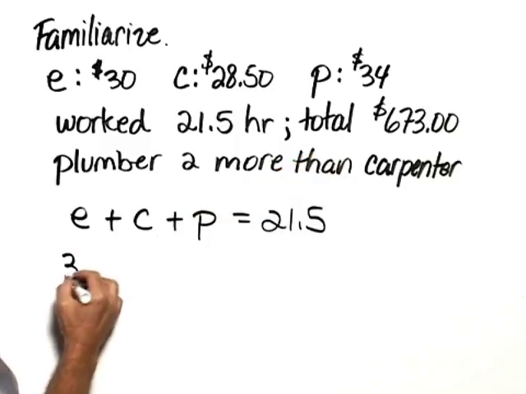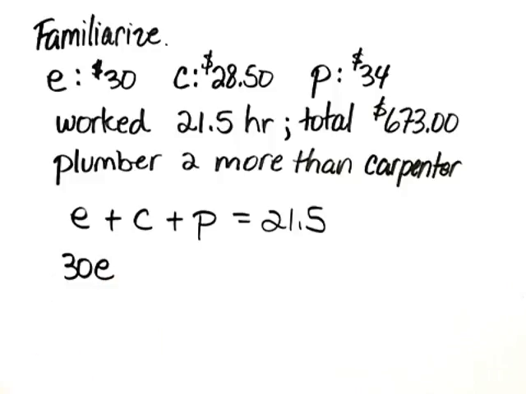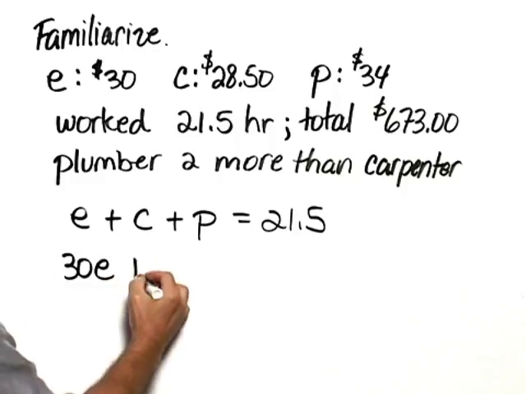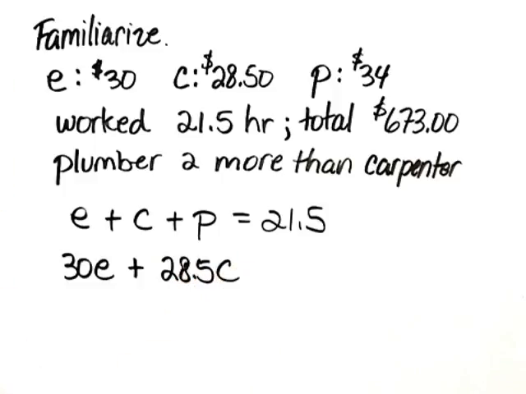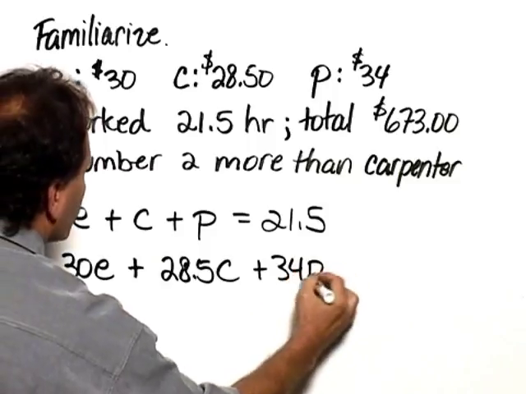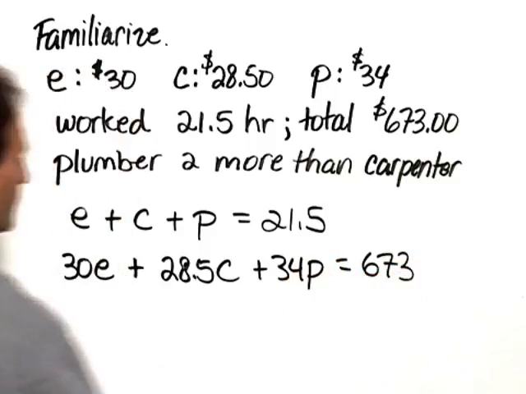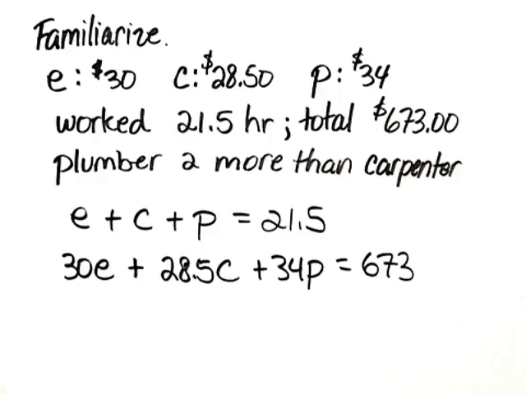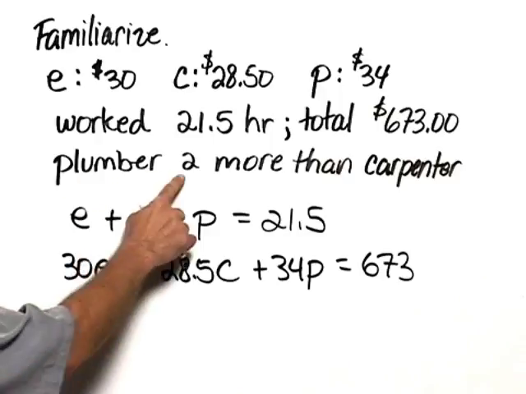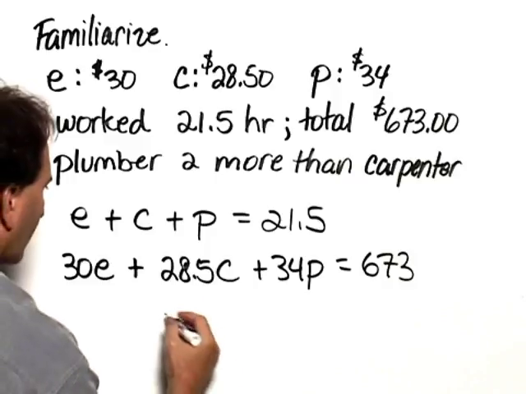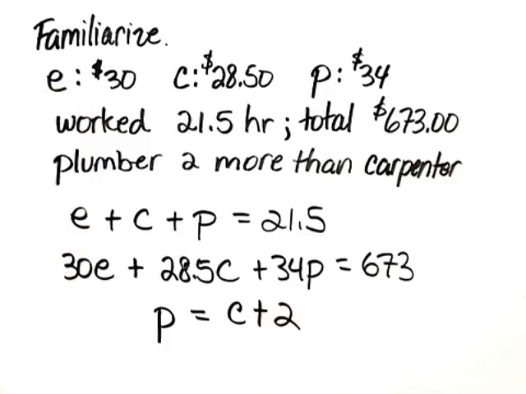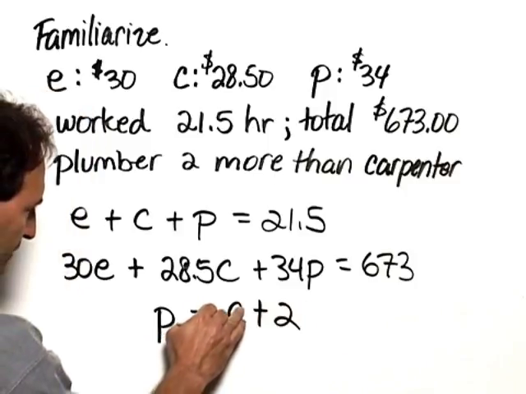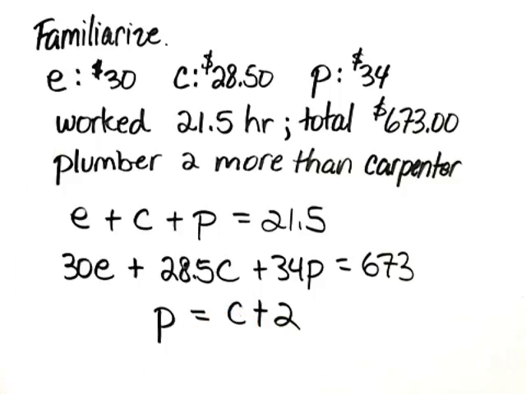And that means if we multiply how much they earned per hour times the number of hours, so 30 times E, plus 28.5 times C, plus 34 times P, that would have to total 673. Finally, we're told that the plumber worked 2 more hours than the carpenter. That would give us the equation P is equal to C plus 2. And let me make sure you think that's a C, not an E. Okay. We have a system of 3 equations.